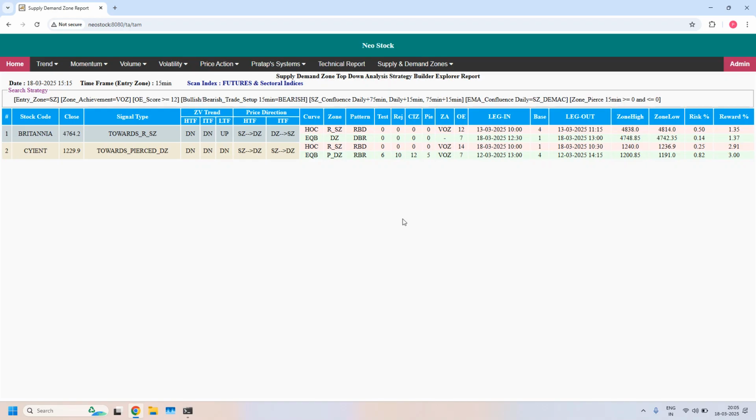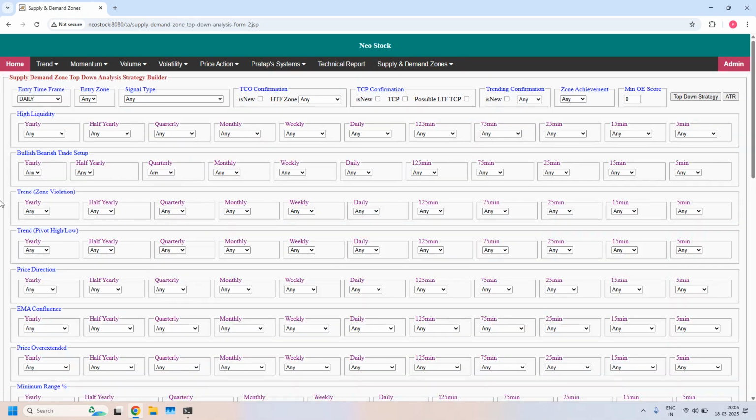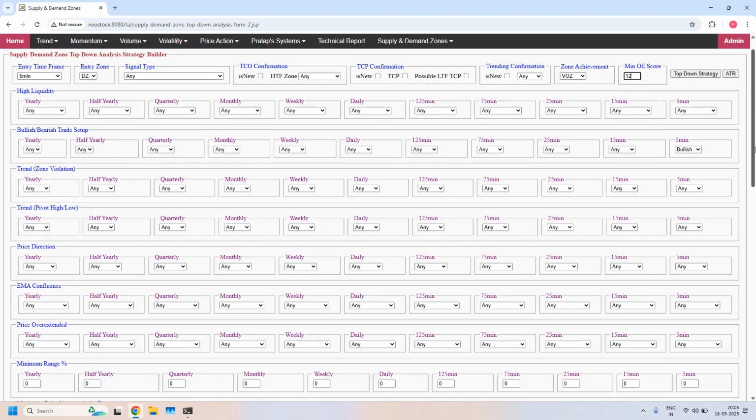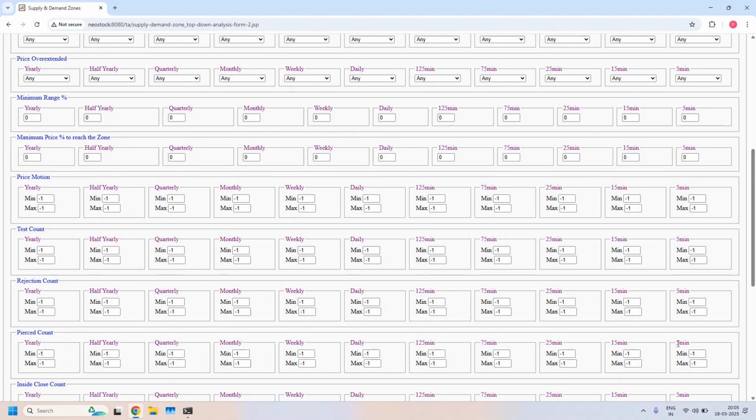Next we will look into hourly income trade, bullish and bearish trade setups. Hourly income trade, bullish trade setup: entry time frame 5 minutes, entry zone is demand zone. Bullish or bearish trade setup at 5 minutes, I am selecting bullish. And the zone achievement should be violated opposing zone. Minimum odd enhancer score is 12. And the 5 minutes demand zone should not be pierced. So in the pierced count at 5 minutes time frame, minimum value I am setting 0, maximum value 0.